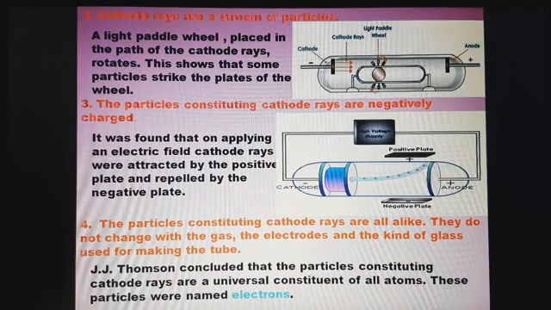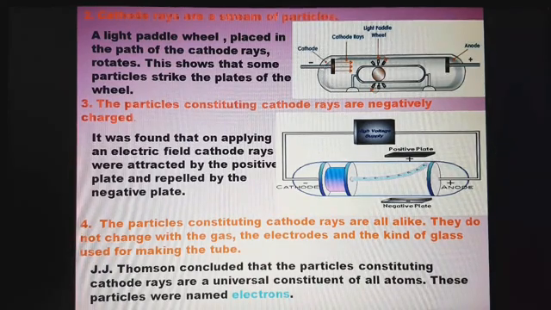I think all these points are clear. We have already studied them in detail when I was teaching this chapter. Now you have to learn all the characteristics which we have seen just now, and you have to understand how each characteristic came into existence. For that, you have to understand the experiments which Sir J.J. Thomson performed. I hope these experiments are clear.